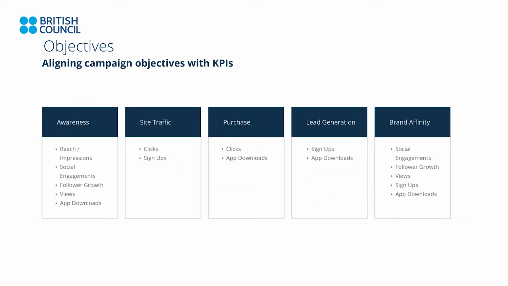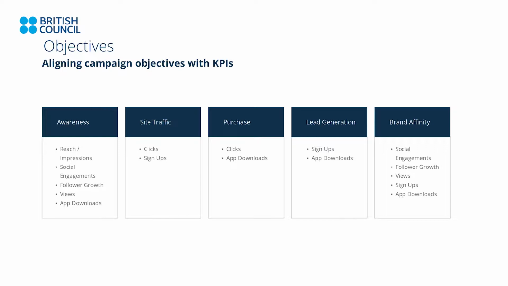Now, let's align different campaign objectives with KPIs. KPIs are key performance indicators. Now, we mentioned 5 different objectives: awareness, site traffic, purchase, lead generation, and brand affinity. What are the key performance indicators, that's KPIs, that actually cut across for each of these different objectives? For awareness, the major KPIs you're going to be looking at as a digital marketer or a social media marketer are reach and impressions, social engagement, follower growth, views, and app downloads.